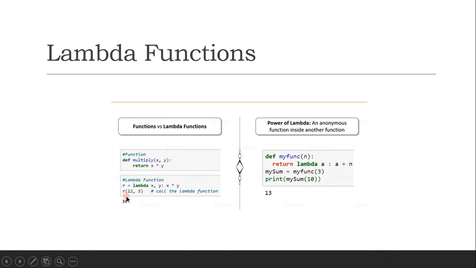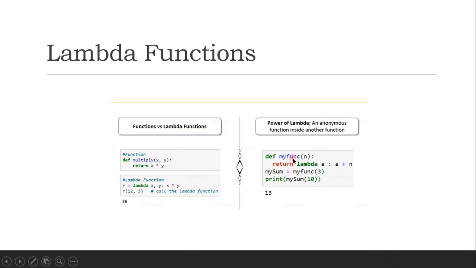While calling, we can directly call it with 12 comma 3, which gives the result 36. The output from both types of function is the same, but the way of writing differs. Lambda gives us a linear way of writing code, and there is also the power of lambda: an anonymous function inside another function. Another advantage of lambda is that it can keep the value in memory.